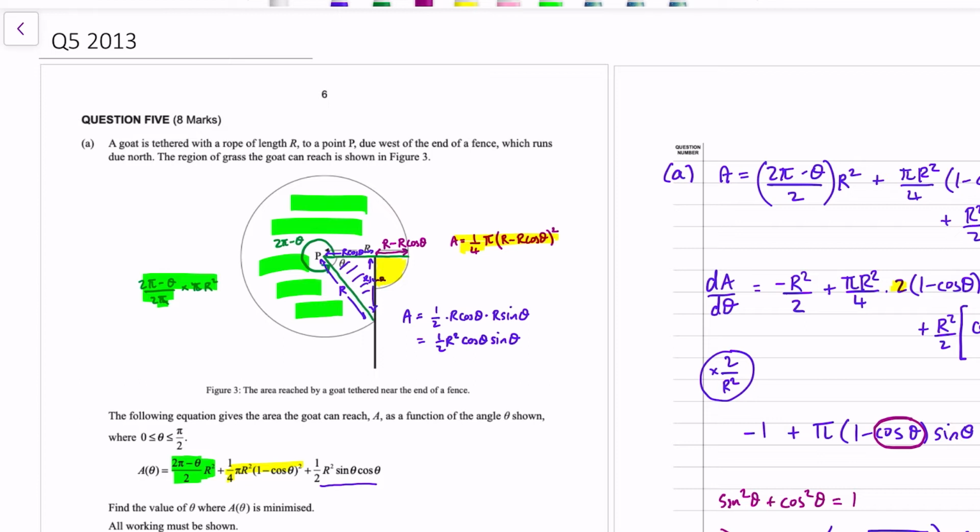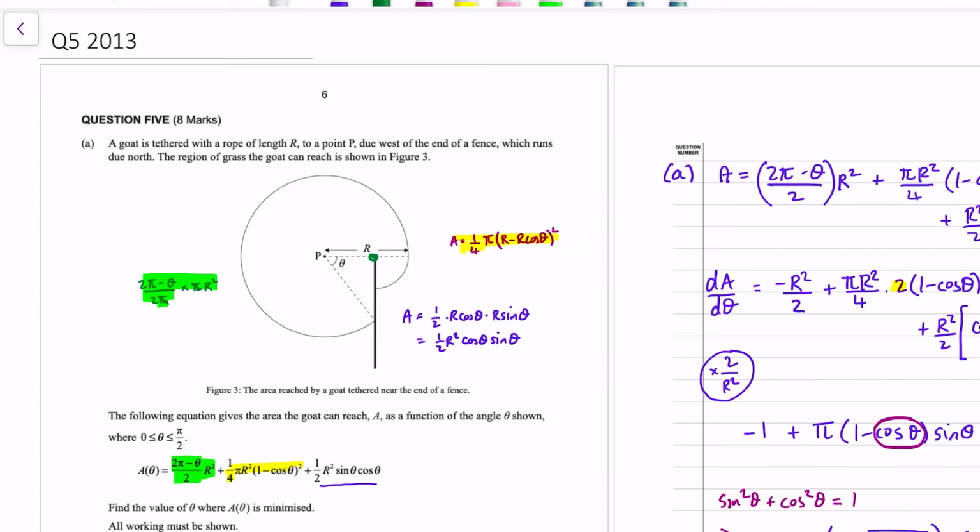It's infinitely far away from the fence. And if the angle was 0, then the post is right up against the fence. So both of those are maximum areas where the goat can, if the post is here, the goat can do a full circle around the fence. Can't get through the fence, but it can graze a full circle.